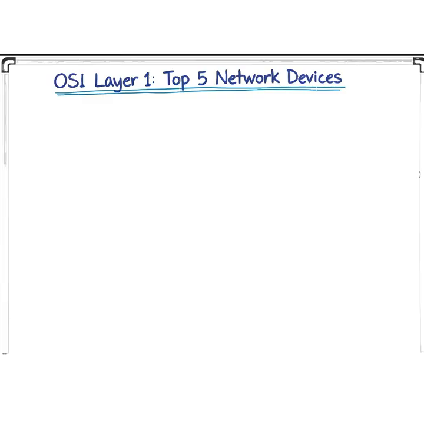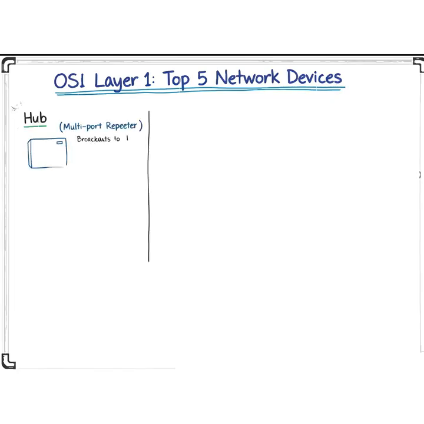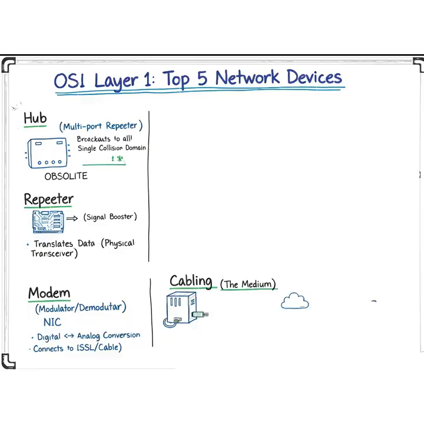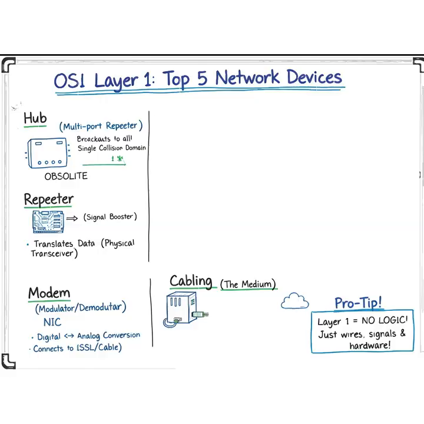Devices. In the physical world of networking, Layer 1 devices are the brawn of the operation, focusing entirely on signal transmission rather than logic or addressing. Hubs. The most basic multi-port devices, hubs receive a signal on one port and blindly broadcast it to all others. They create a single collision domain and are largely obsolete.